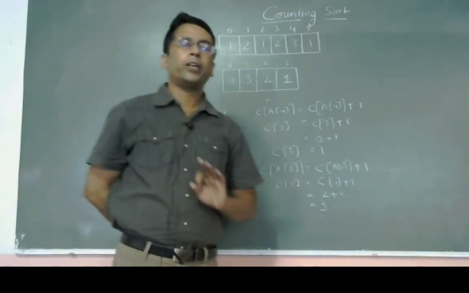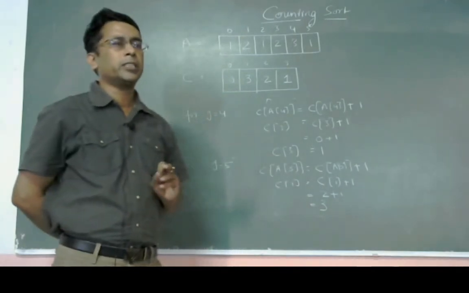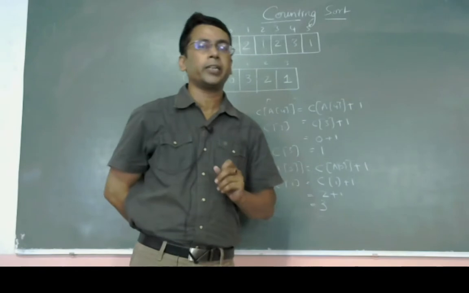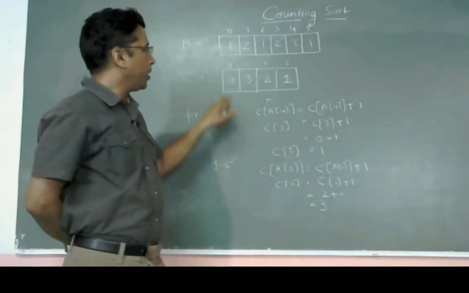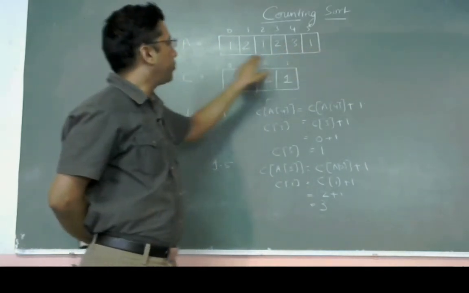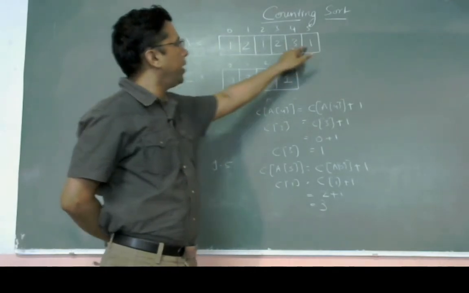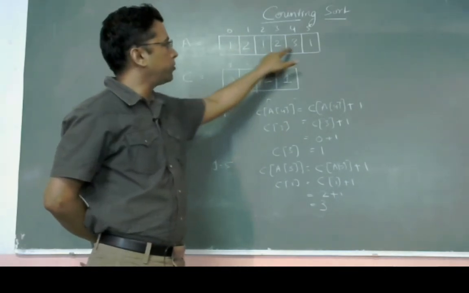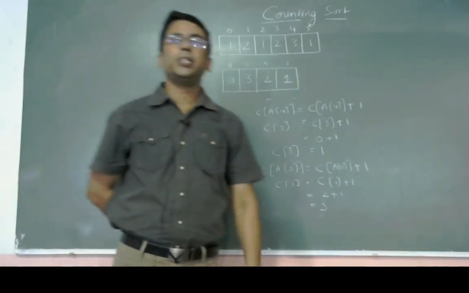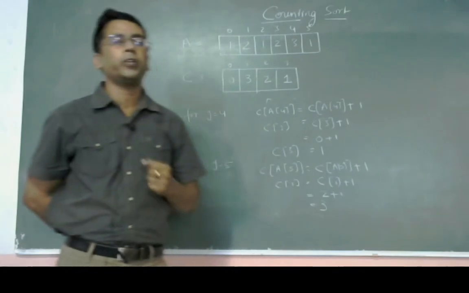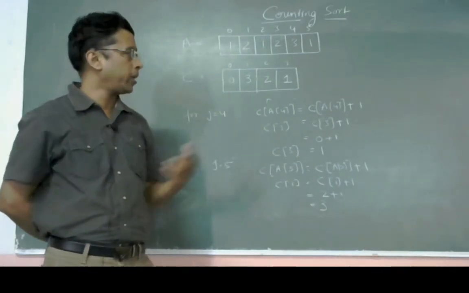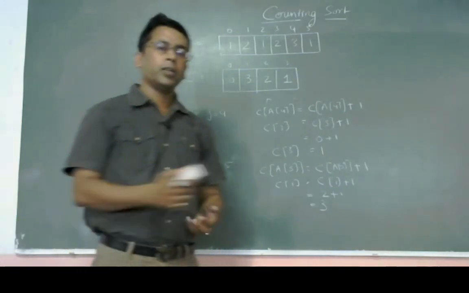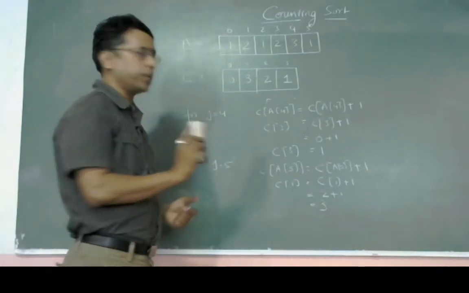This is not a very complicated step. This is a very easy step. What we are doing here is just counting the frequency of each distinct element in the unsorted array. Here in this unsorted array, the frequency of 1 is 3, the frequency of 2 is 2, and the frequency of 3 is 1. So C is simply the frequency of each distinct element, and this can be calculated just by using the formula C[A[j]] equals C[A[j]] plus 1. So I think that it is clear to you.